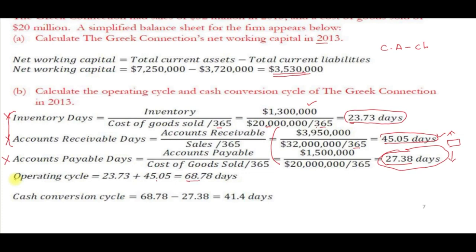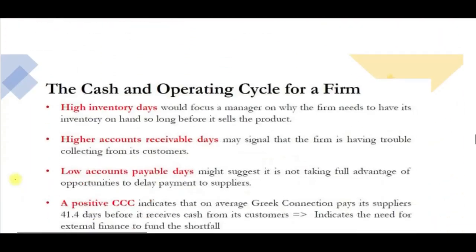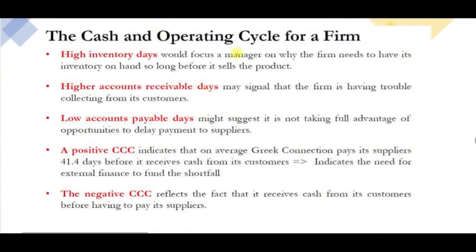It is actually the time when the company buys the inventory and the time when the company collects the cash. Once we get it, this is the operating cycle, and then we subtract account payable, so our answer is 41.4 days. So the cash conversion cycle is 41.4 days. So what does it mean? We can explain it from here.